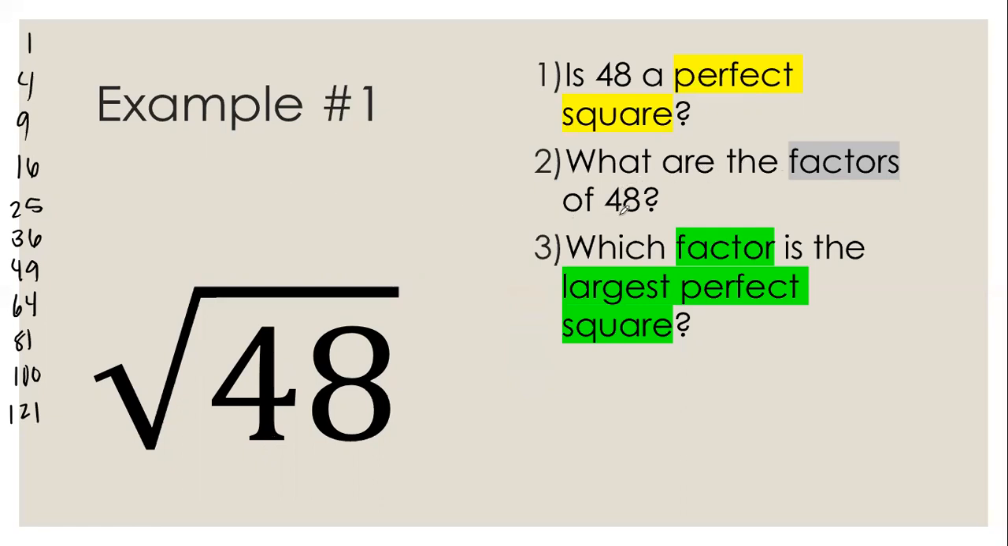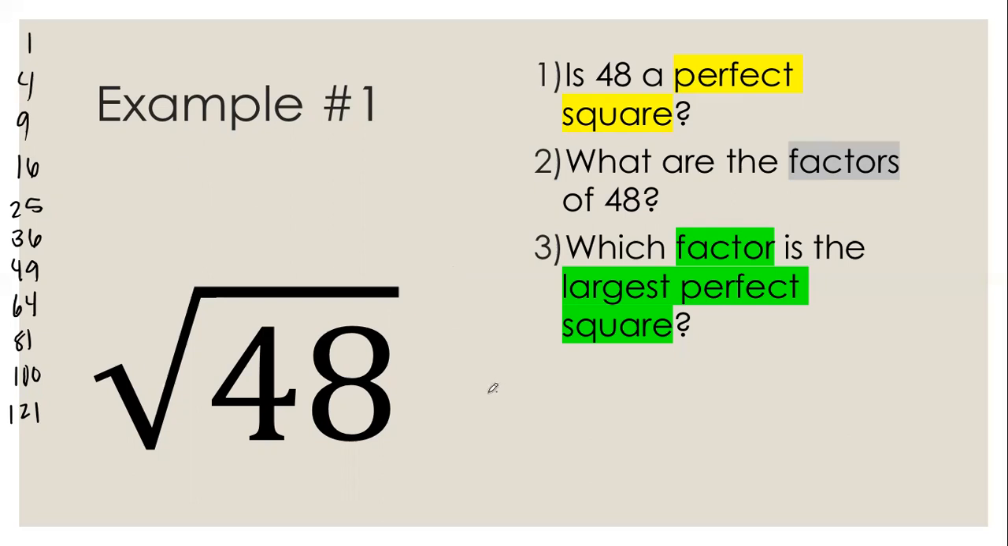Now we need to figure out some of the factors of 48. We want to figure out which of these perfect squares go into 48. We want to find the largest perfect square that goes into 48, like a factor of 48. 16. Now, how can you do that quickly? Well, I know 36 and 25 don't go into 48, so I'm gonna start with 16. And 48 divided by 16 is 3.